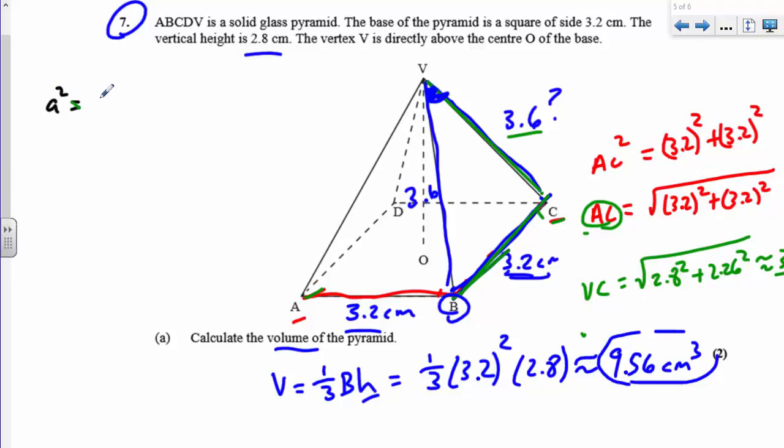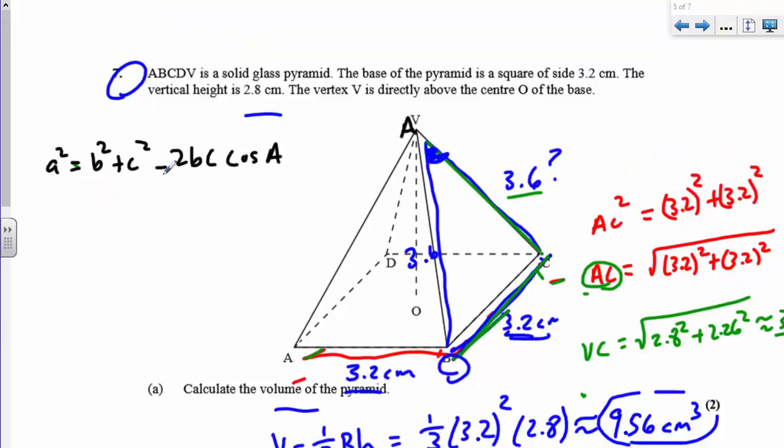It's a squared is equal to b squared plus c squared minus 2bc times the cosine of A, being the angle. Alright, so I'm going to call this angle A right here. And the side opposite of that will be little a, right?